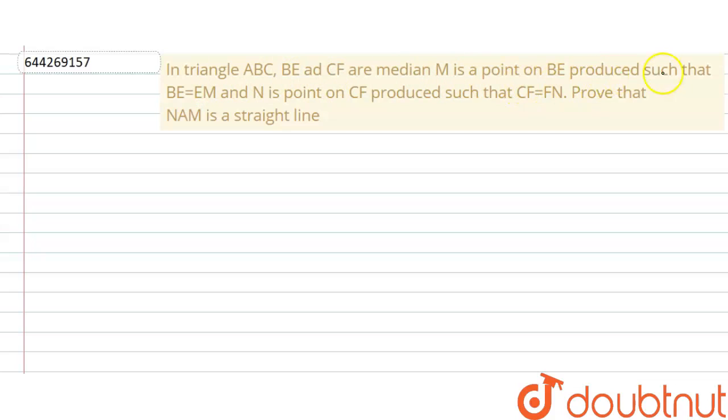The question says in triangle ABC, BE and CF are medians. M is a point on BE produced such that BE is equal to EM, and N is a point on CF produced such that CF is equal to FN. We have to prove that NAM is a straight line.